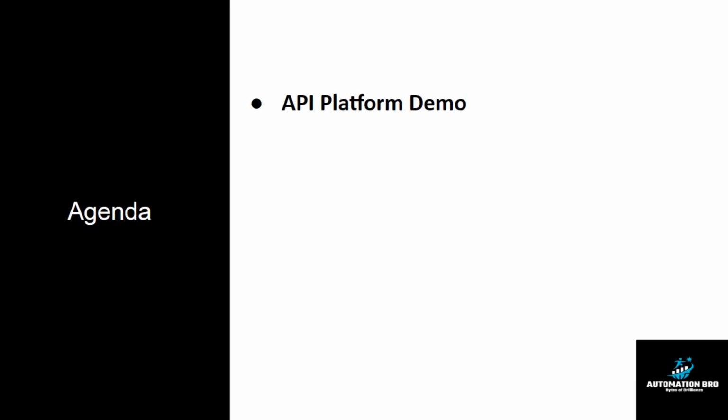Today we are going to see a practical way of using API platform. Hope you are very excited to learn API platform in a practical way, that is, doing a hands-on. First, we'll see how to use a trigger point in Workato for API, followed by actions, followed by how to send a response back to the requester, right?